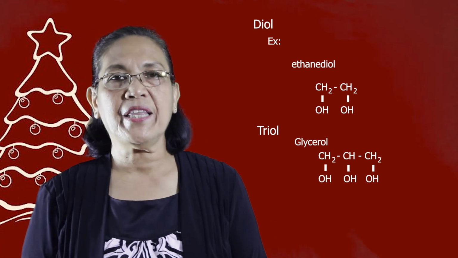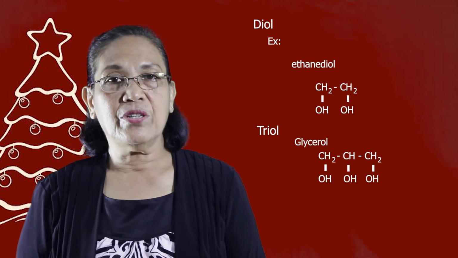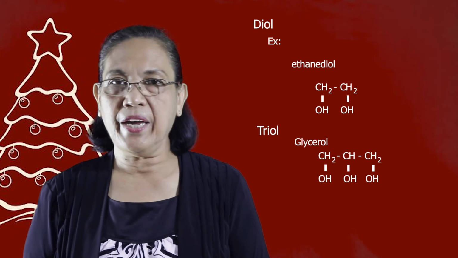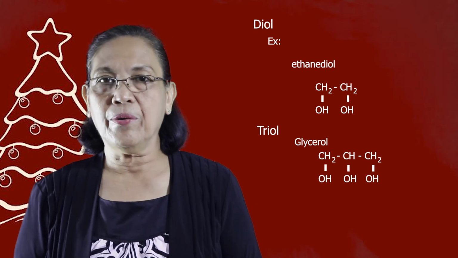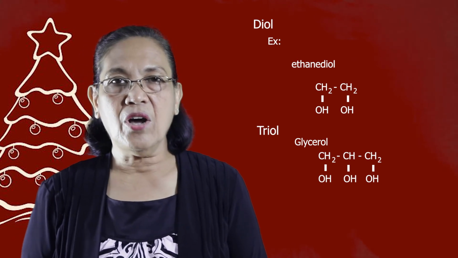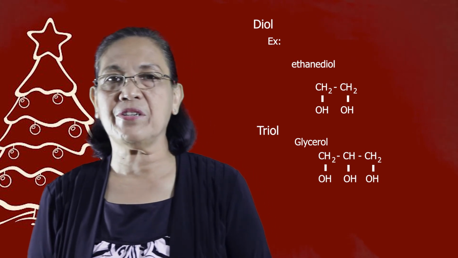An example for this is the triol glycerol. The glycerol has the structure CH2OH, CHOH, and CH2OH. Notice the presence of the three hydroxyl groups in the structure.